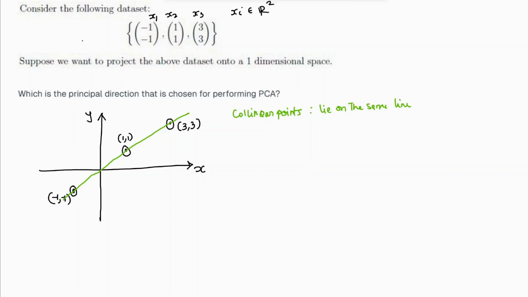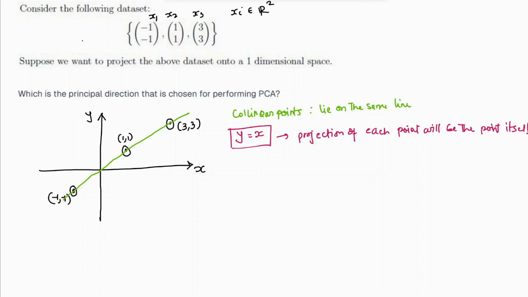Now what is the benefit of lying on the same line? See, where is the variance maximized? The variance will be maximized exactly on this line, right? So what is this line? This line is nothing but y equals x. Since this is the line and the points are collinear, the projection of each point will be the point itself.